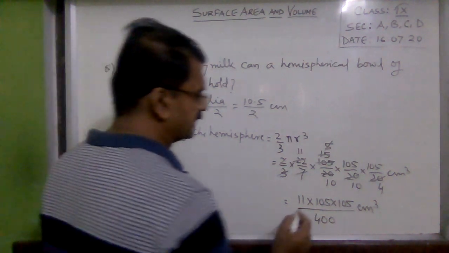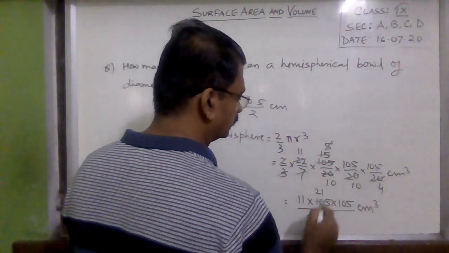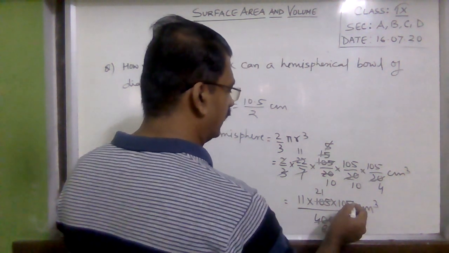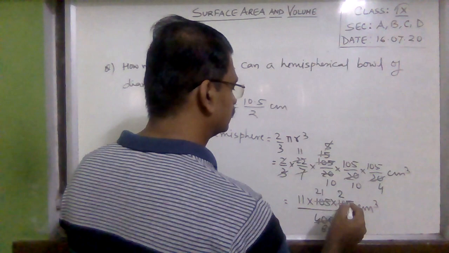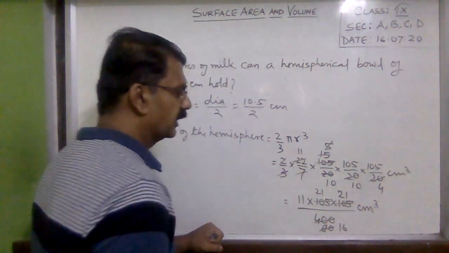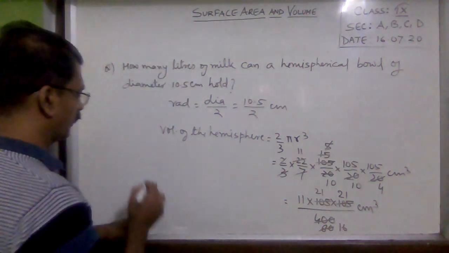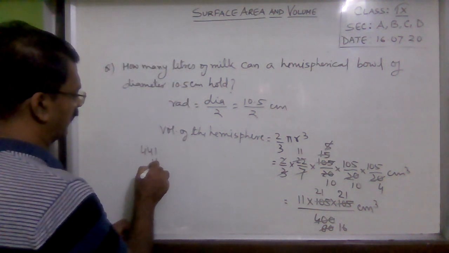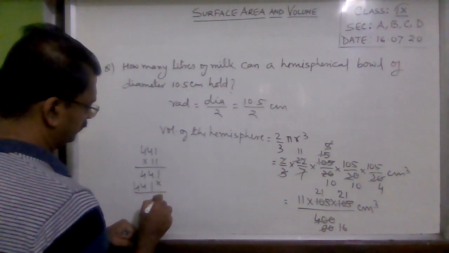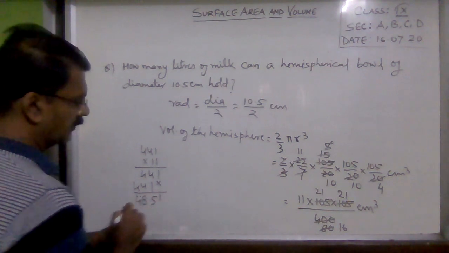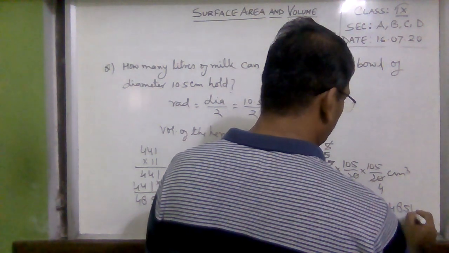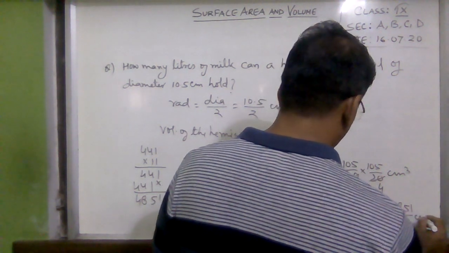Now first of all you cancel it by 5. Again by 5. Now 21 into 21 is 441. So first of all 441 into 11 you multiply. That is 4851. So 4851 upon 16 centimeter cube.